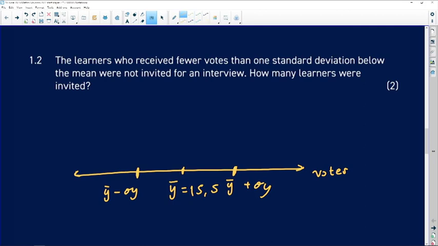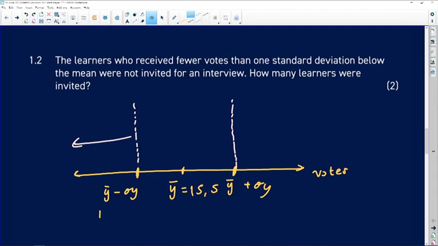So this is like a fence of some sort, okay? Think about it as if it's a fencing value. And now we're interested to figure out which of these students will lie below and which ones will lie above. Because the question says, if you received fewer than 1 standard deviation below the mean, you are not invited for an interview. So who received fewer than the lower fence value? So what is the value of that lower fence value?